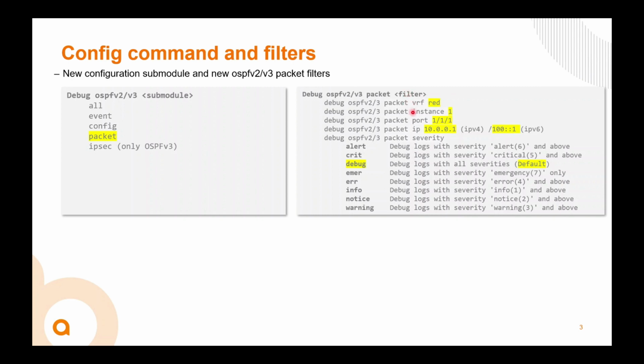VRF, OSPF instances, interfaces on a port, and an IP address of one of our neighbors for either v4 or v6. And then we've got this option here, OSPFv2, v3 packet severity debug, underneath the packet submodule. Debug is, by the way, the default setting for that.